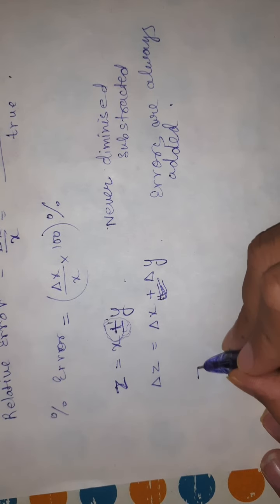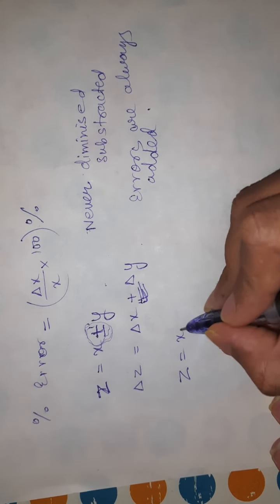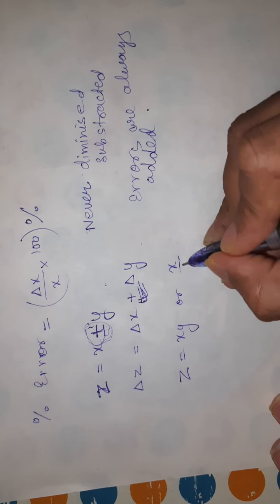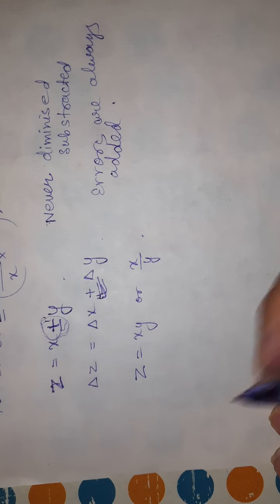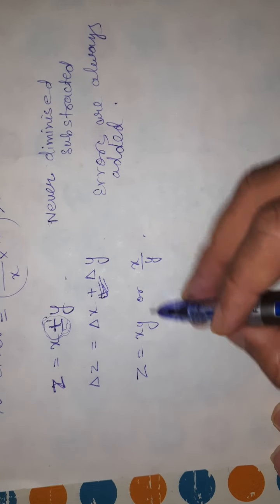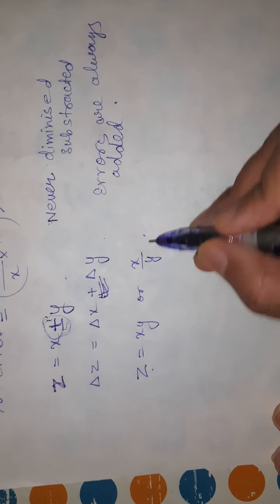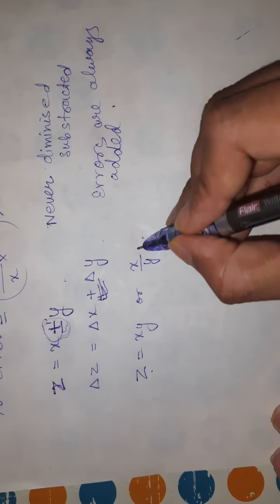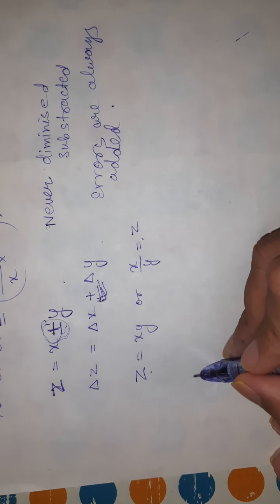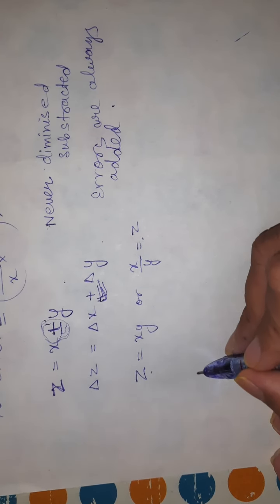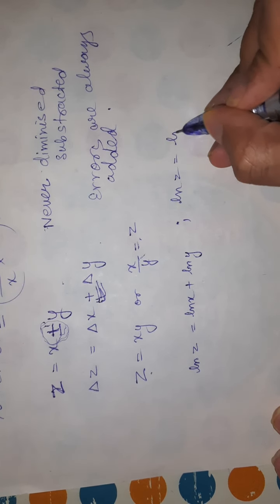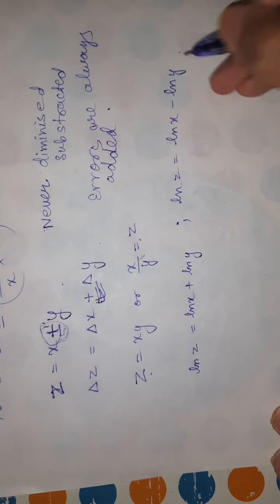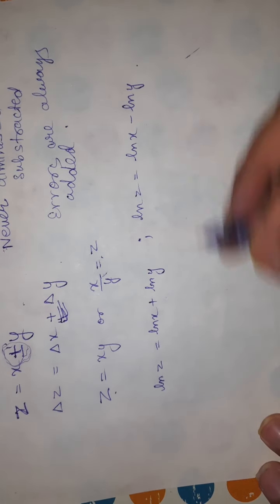Now suppose there is a multiplication sign, for example z equals xy or x divided by y. Then what do we use here? We use the log error. Log error is very important. Given z equals xy, or z equals x by y, using the log we can write ln z equals ln x plus ln y, and for the division ln z equals ln x minus ln y. Now we differentiate it.